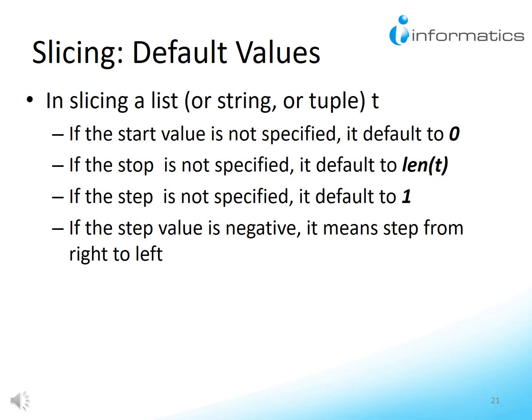In slicing a list, string, or tuple T, the default values are as follows. If the start value is not specified, it defaults to 0. If the stop is not specified, it defaults to len(T). If the step is not specified, it defaults to 1. If the step value is negative, it means step from right to left.